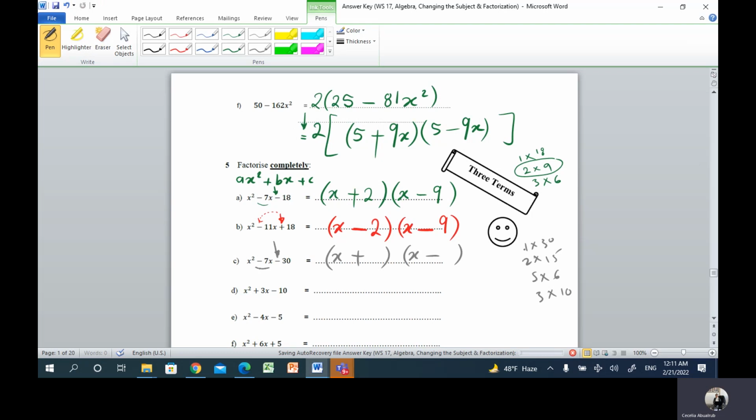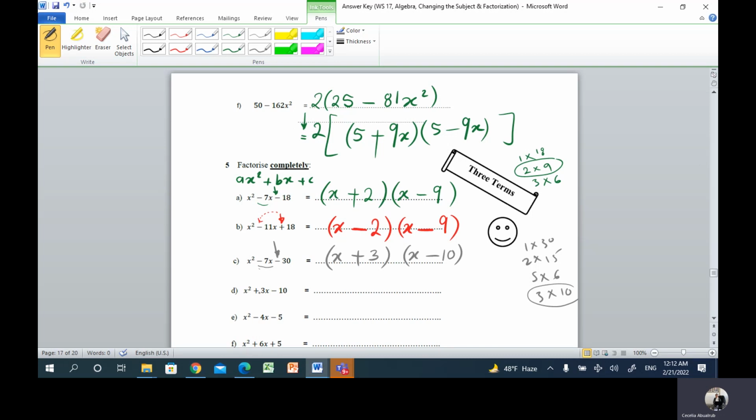So 30 minus 1 is 29, and 30 plus 1 is 31. 2 plus 15 is 17. 15 minus 2 is 13. 6 plus 5 is 11, and 6 minus 5 is 1. 3 plus 10 is 13. 10 minus 3 is 7. So basically, that is what I'm going to choose. Now, the middle term is carrying the negative sign and 10 is greater than 3. So the 10 is going to come here and the 3 is going to be here.